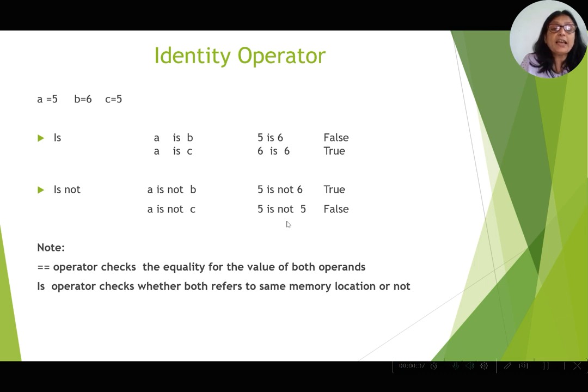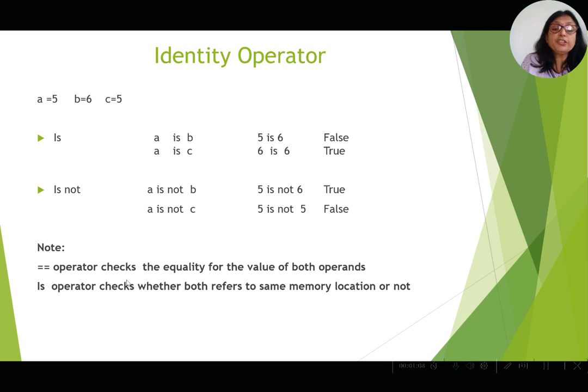So we are checking A is B. That means A value is 5 and B value is 6. 5 is 6. It is false. It returns true or false, just like your relational expression. A is C, so 5 is C. Yes, it is true. Now is not: A is not B. 5 is not 6. It is true. A is not C. 5 is not 5. It is false. Okay.